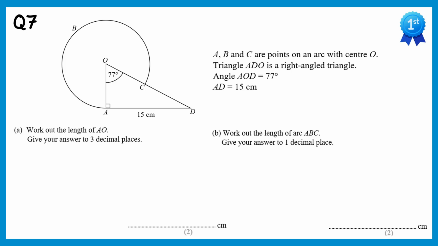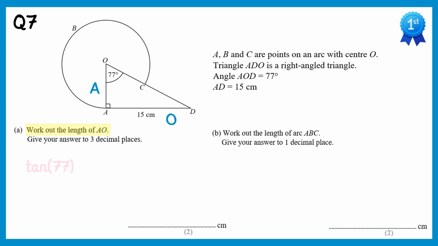In the first part of this question, we've been asked to work out the length of AO. Since AOD is a right angled triangle, we can use trigonometry to do this. So if we label the sides, OD is the hypotenuse, we've also got AD, which is the opposite, and AO, which is the adjacent. Now for this question we don't need the hypotenuse, so we'll lose that. This leaves us with the opposite and the adjacent, so we need to use tan.